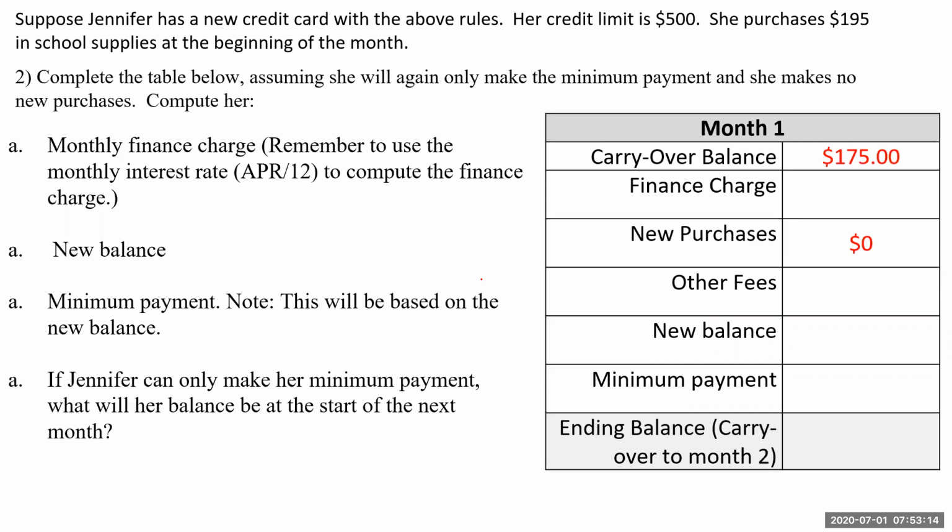Okay, now we are going to look at the finance charge. All right, now let's not forget that she had an APR of 15.99. So we will change that to a decimal, divide by 12 and multiply by the carryover balance. So that is 2.33. Now, no new purchases are made. Other fees, no other fees.